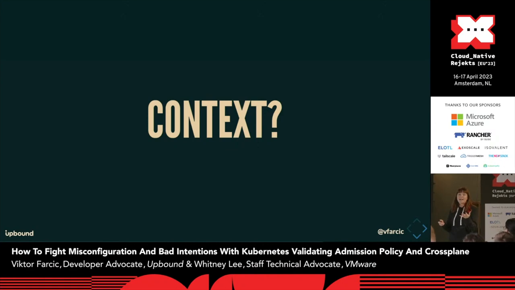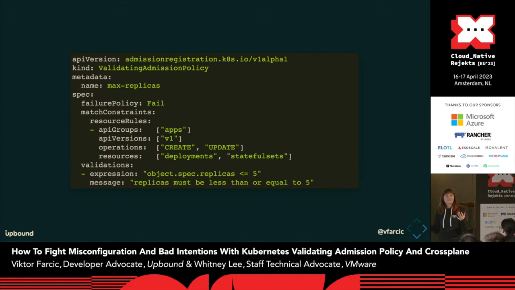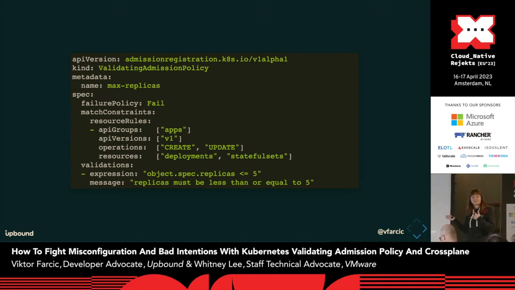In our example, here's another very similar validating admission policy. Very similarly, we're going to create and update things, deployments or stateful sets. If that happens, then we have our rule: replicas must be less than or equal to 5, and then it's going to pass. But what if our replica count isn't defined in our deployment? What if it's defined in our HPA?